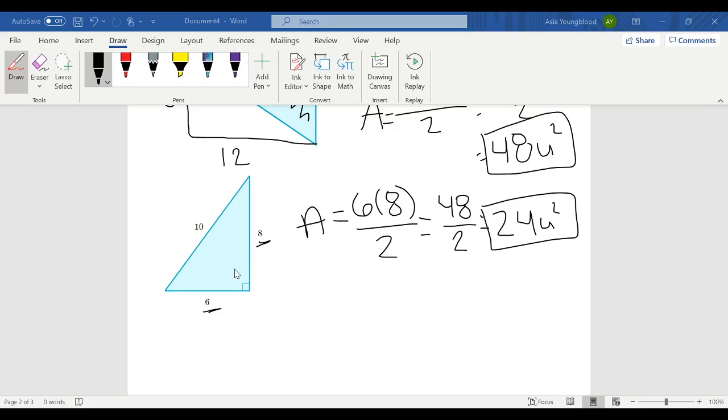This one, this is the height, this is the base. 2 times 4 is 8, divided by 2 gets us 4.